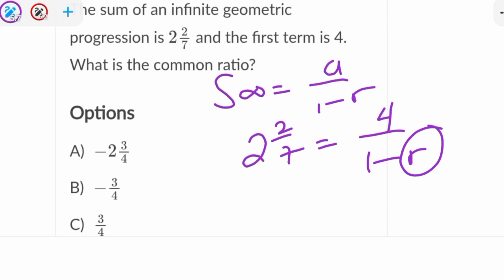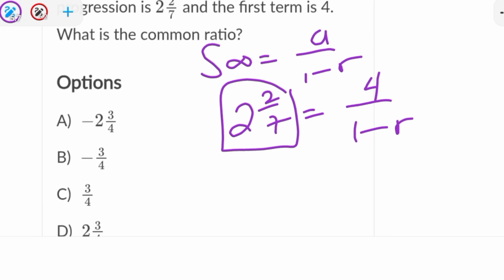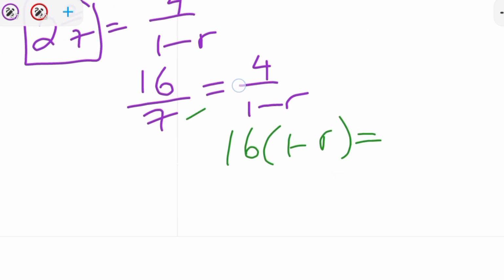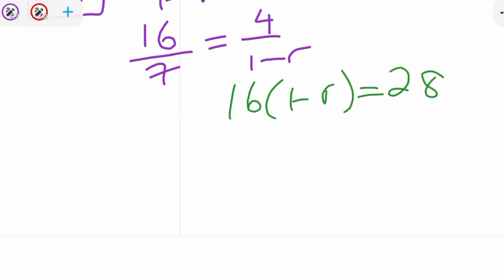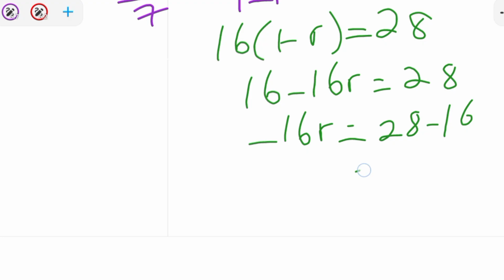So let's break this one into an improper fraction. 7 times 2 is 14, 14 plus 2 is 16. So this one is 16 over 7, which is equal to 4 over 1 minus r. Let's multiply: 16 times 1 minus r is equal to 4 times 7, which gives us 28. So 16 minus 16r is equal to 28. Collect the like terms: minus 16r is equal to 28 minus 16. What's 28 minus 16? That will give you 12, so minus 16r is equal to 12.